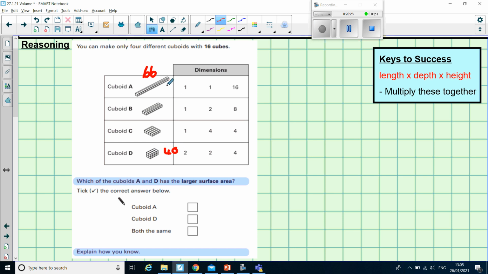Okay, so from that, I know that cuboid A has the largest surface area. Now explain how you know. Okay, I'd like you to pause the video again and see if you can have a go at doing your reasoning answer. How can you explain that?